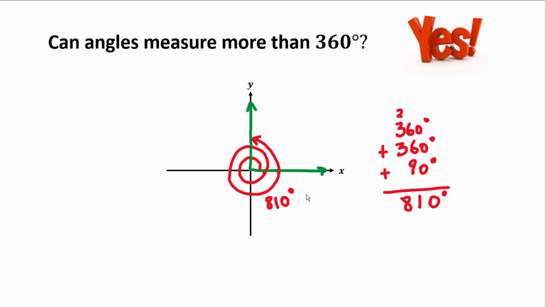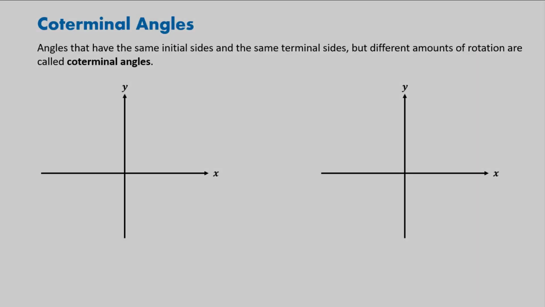But let's go back to the fact that this angle terminates at the same place as the 90-degree angle terminates. So if I ignore that red spiral, it looks like a 90-degree angle, right? Well, our angle, the 810-degree angle, is related to the 90-degree angle. They're called coterminal angles. Coterminal angles are the ones that have the same initial and terminal sides. However, they have different amounts of rotation. So let's play with coterminal angles a little bit more. We're going to do a few examples.